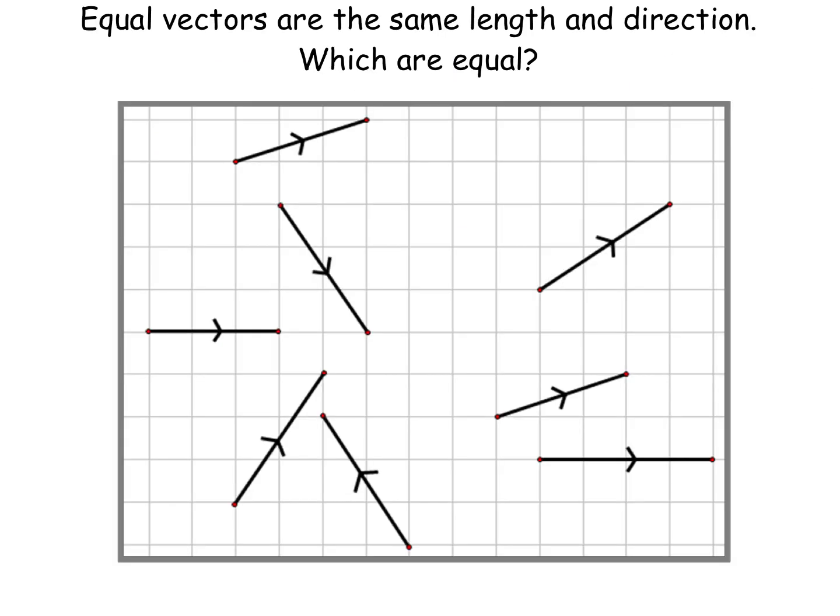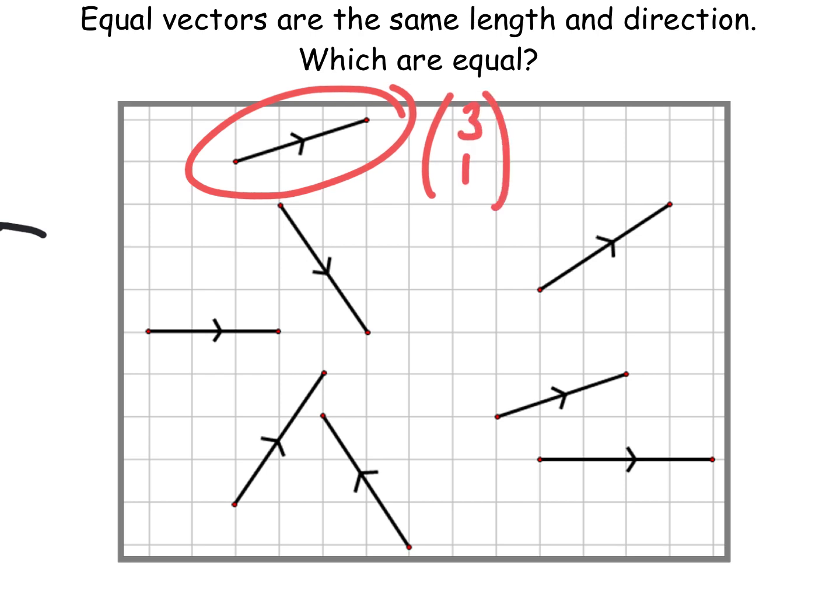And then my last bit to talk about are equal vectors. Equal vectors are ones that are basically the same length and the same direction. So which of these two are equal ones? So you're looking for like matching pairs. So I'm going to take a different colour pen, and I'm going to start with this one. So this one here goes along 3, up 1. So this one as a vector would be written as 3, 1. And then if I look for another one that's doing the same, this one down here is also along 3, up 1.